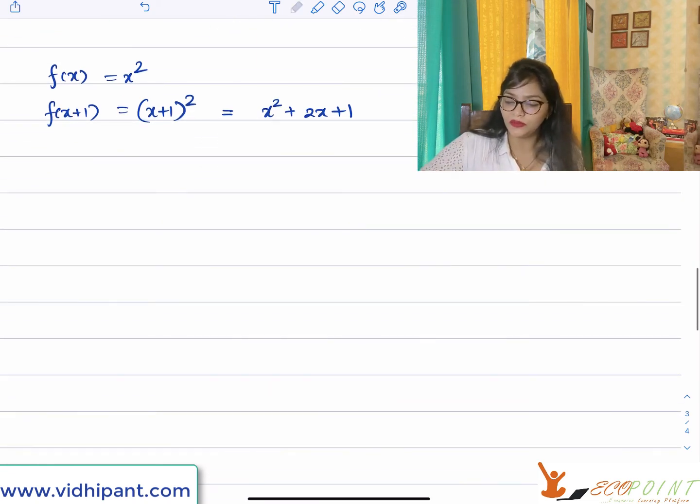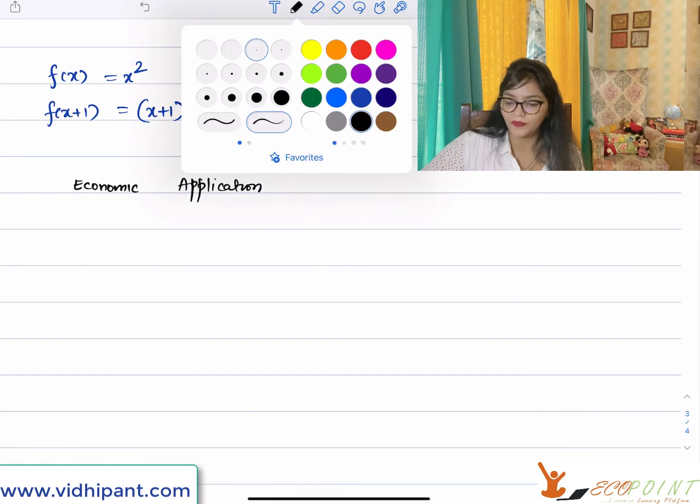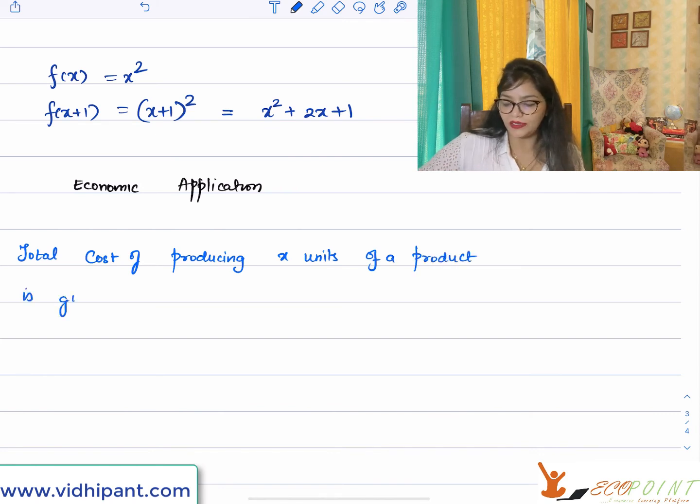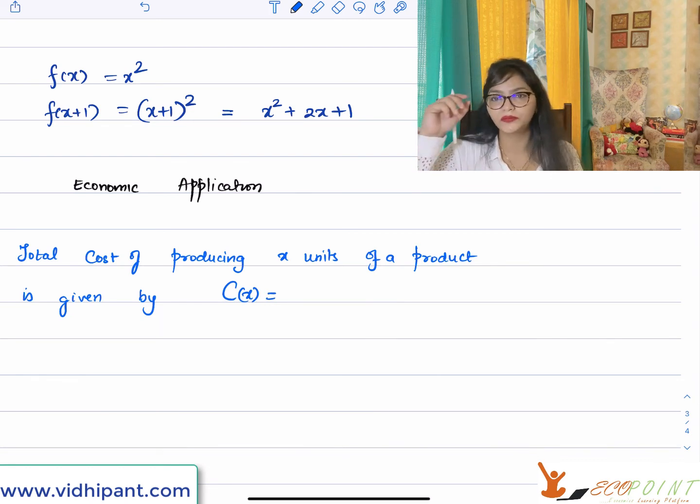Now I'm going to just give you here a brief economic application of functions. So, economic application, wherein I'll just talk about one small concept actually. Total cost of producing x units of a product, say, is given by a function of x, so cost will be associated to producing x units.